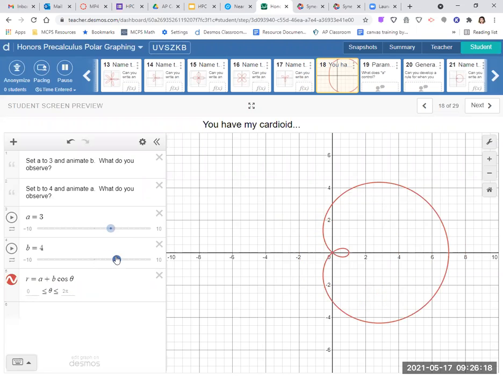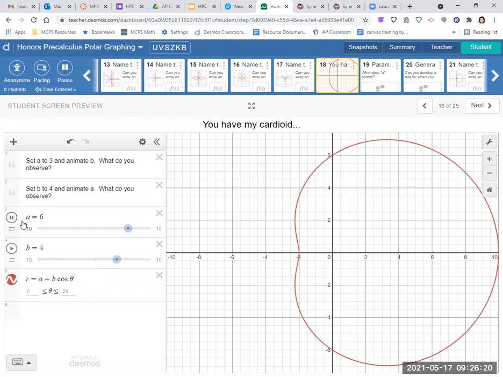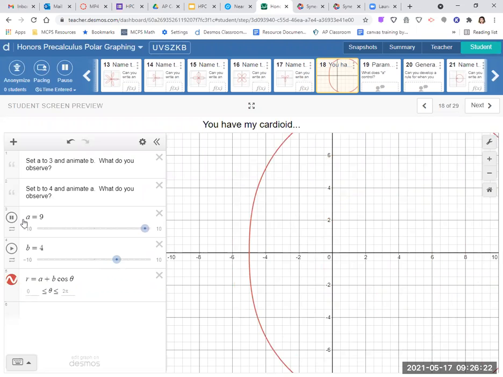So this says set B to 4 and animate A. We'll do this again, going back and forth. And then we've done that, and then we'll set A to 3 and animate B.